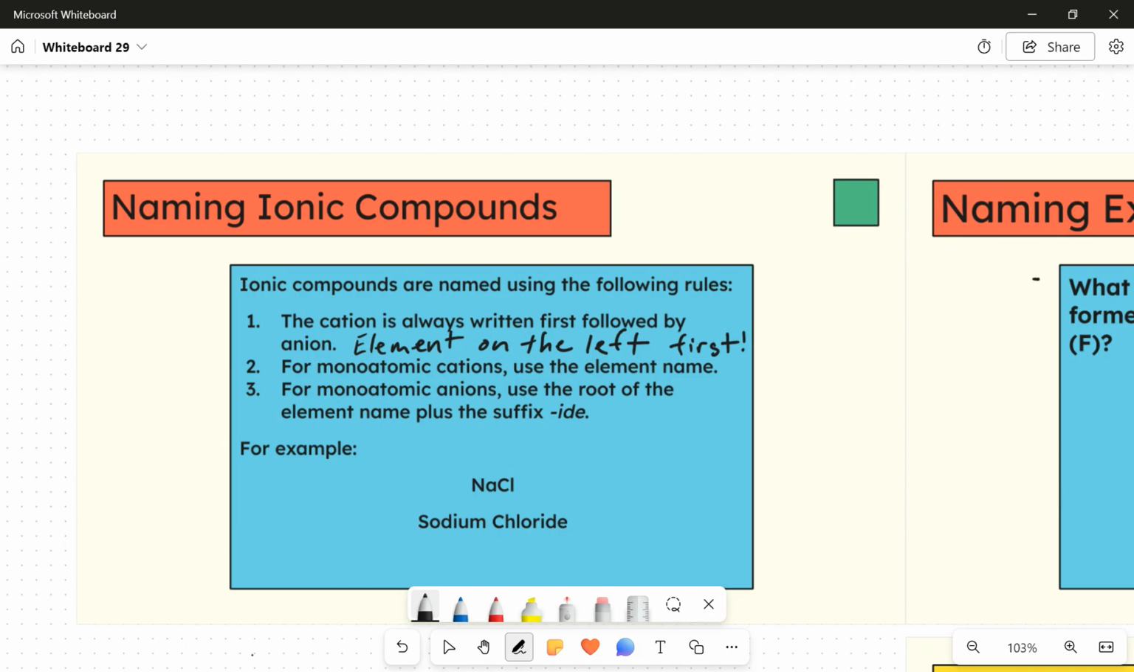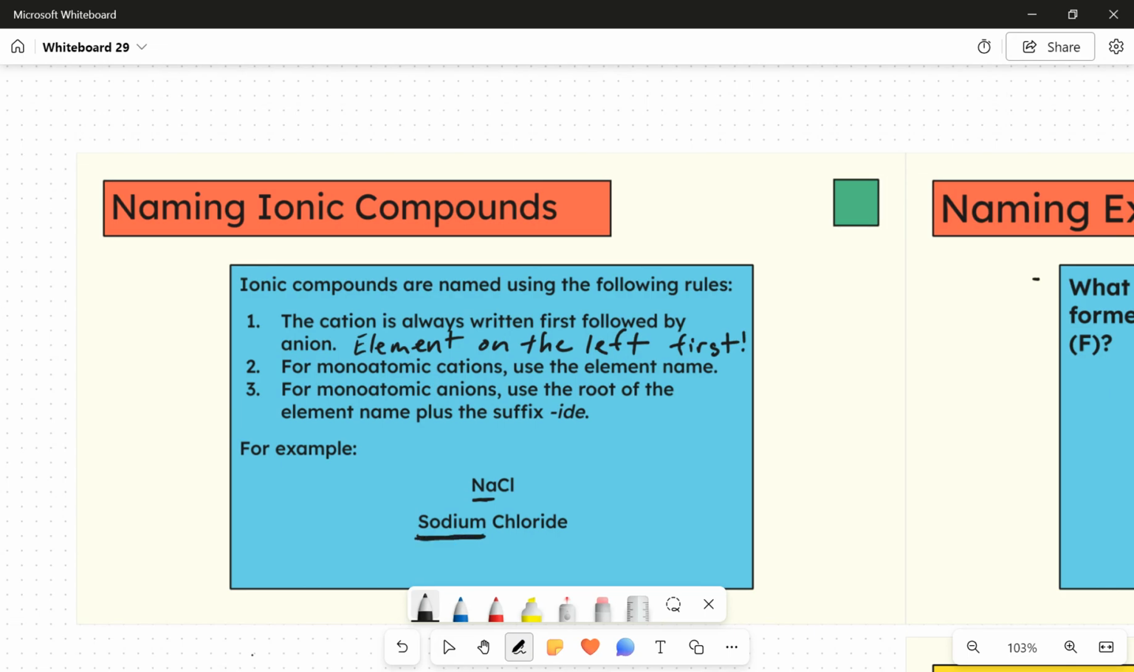Now, for monoatomic cations, when we write it down, we just write the element name. At this point, we're not really talking about anything but monoatomic cations. Monoatomic just means it appears on the periodic table directly. So if it's on the periodic table and it's a cation, we just use the element name. In my example right here, I have NaCl. Na is sodium. That's my cation. And you can see that sodium's part of the name. I just write the word sodium.